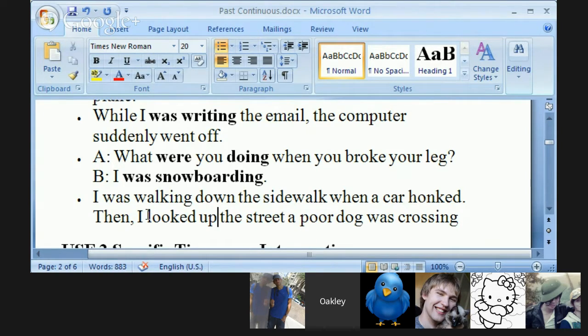In English, you look up the street, you look down the street. You walk up the street, you walk down the street. It makes no difference. They're interchangeable, really, for the same meaning. I looked up the street.